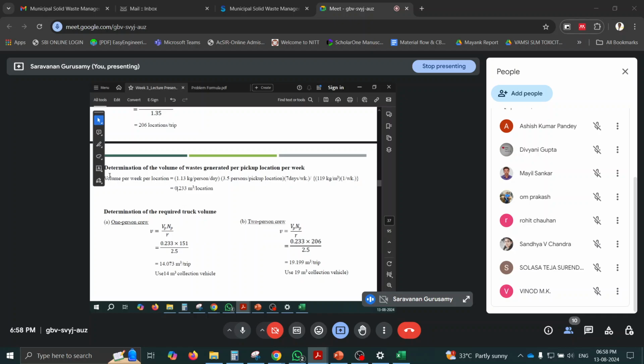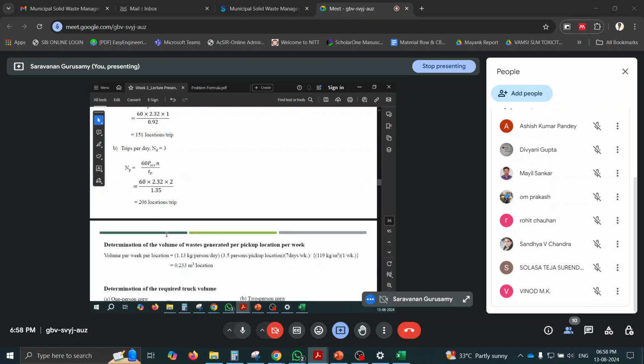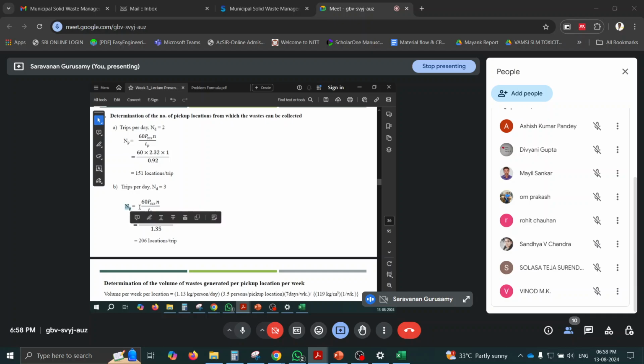So VP is calculated as the volume of waste generated per week per location. We know 1.13 kg of waste is generated per person and 3.5 people are there. Per week it will be multiplied by 7, and that will be in terms of kg. But container volume is in terms of meter cube, so we have to divide it by the density. Density of waste is given as 119. So we will get 0.233 meter cube. So that is your VP. But how to calculate NP? NP, I had shown the formula, 60 PSC N by TP.